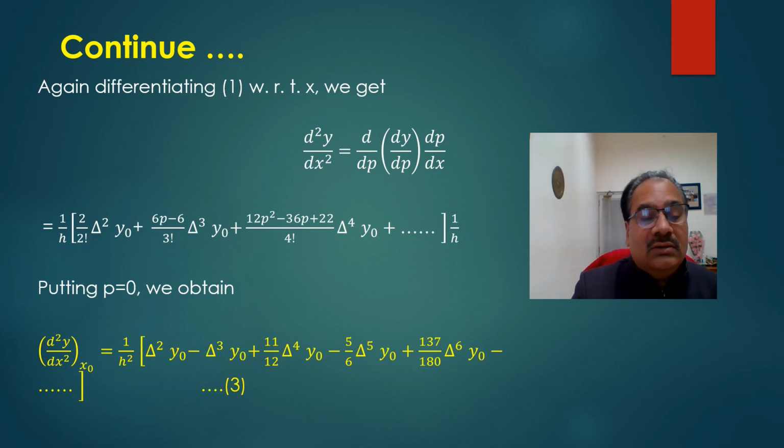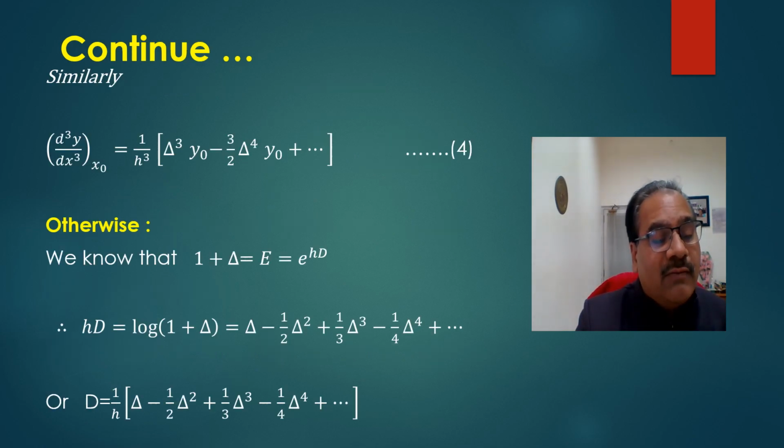Again, differentiating this equation with respect to x, we will get the second order. d2y over dx square is d by dp of dy over dp into dp by dx. In this way you will get this important result: 1 by h (2 by factorial 2 del square y0 plus (6p minus 6) by factorial 3 del cube y0, and so on) into 1 by h. Now putting p is equal to 0 again, you will obtain this beautiful formula for the second derivative: d2y over dx square at x0 is equal to 1 by h square (del square y0 minus del cube y0, and so on).